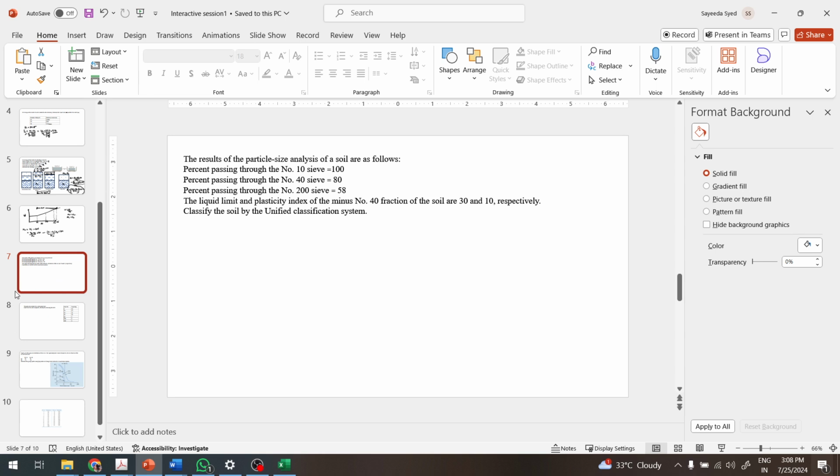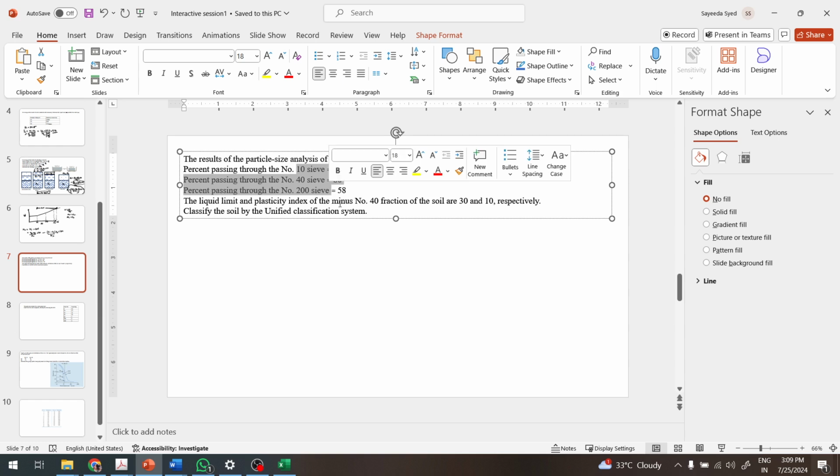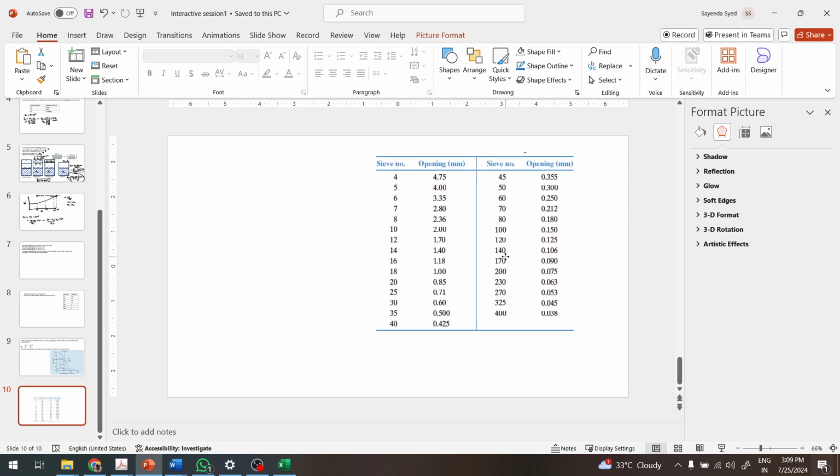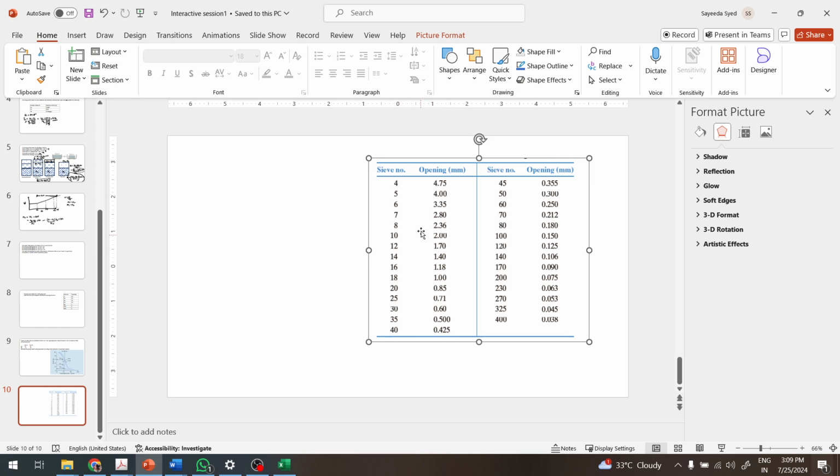So the results of particle size analysis of a soil are as follows. Percentage passing through sieve number 10. One more thing that I wanted to mention was that more often than not, instead of the opening size of the sieve, you will be given the sieve number, and you should know what opening size these sieve numbers designate. So there is this table that you can refer to, and some of these values you should know by heart. For example, 4.75, you should know the 2 mm, you should know the 0.075, that is sieve 200. So these you should know.